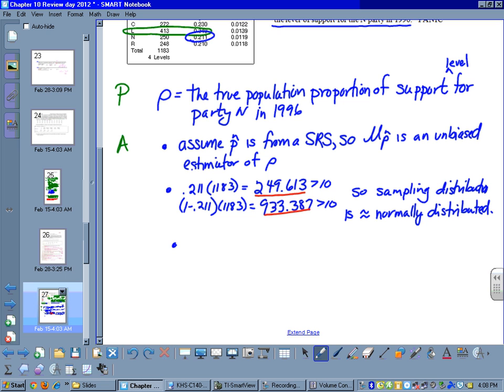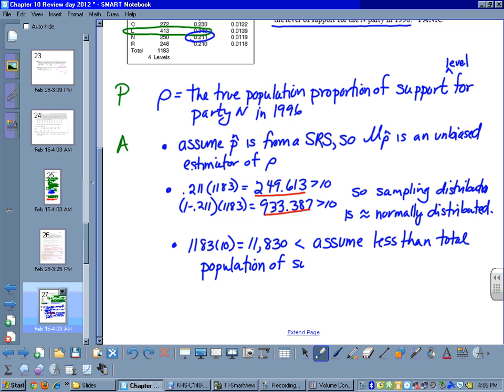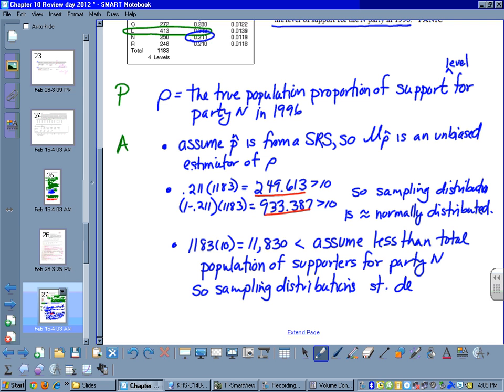Okay. And the last one, 1183 times 10 gives us 11,830, and we're going to assume that that is less than the total population of supporters for party N. So the sampling distribution standard deviation is going to be the square root of p times 1 minus p, and I need to do p hat because we're in the real world. We don't know our rho, divided by n.